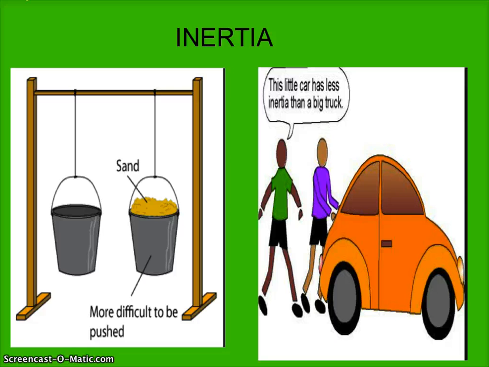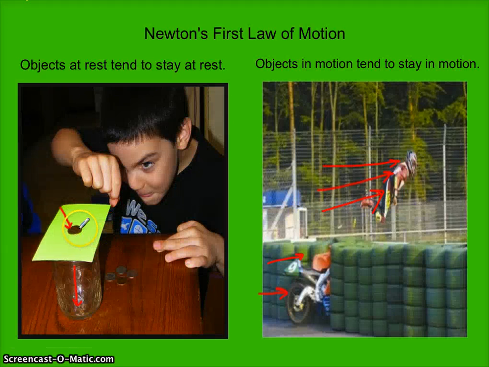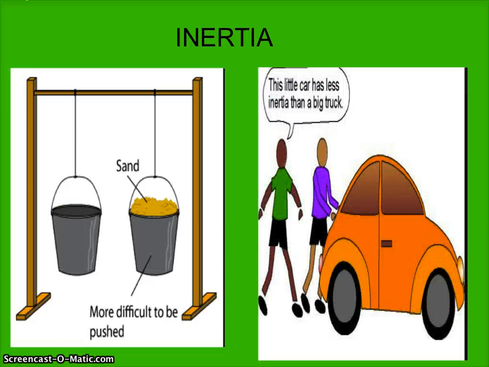See if I have caught up with my notes. We're to this point called inertia. Inertia goes hand in hand with Newton's first law. Inertia is the resistance of an object to change its speed or direction, just like we saw with the soccer ball, just like we saw with this coin right here. It's resisting change. Just like we saw with this guy here, it's resisting the stopping. It's resisting change.